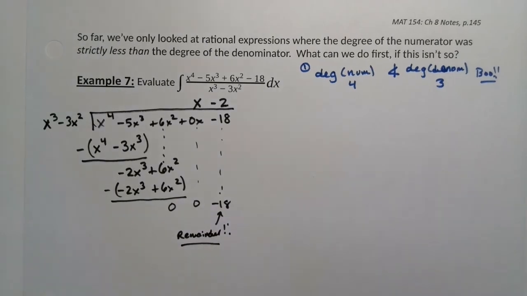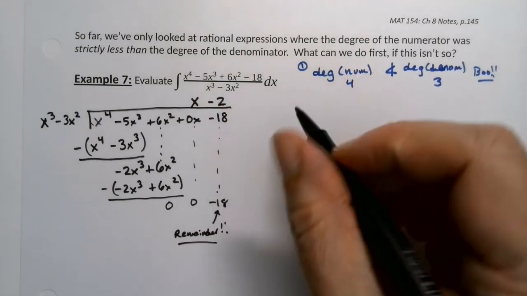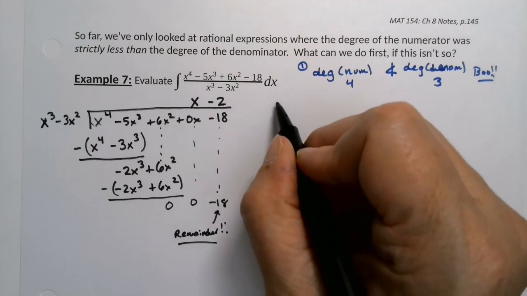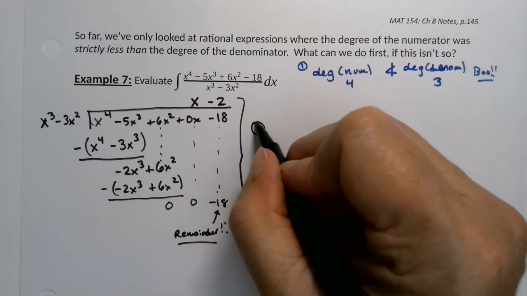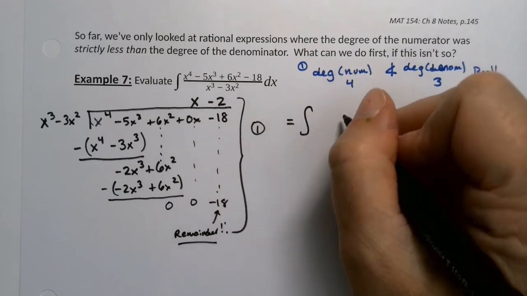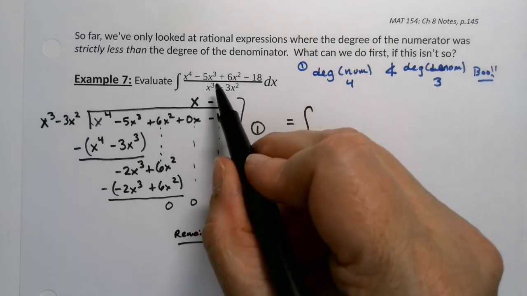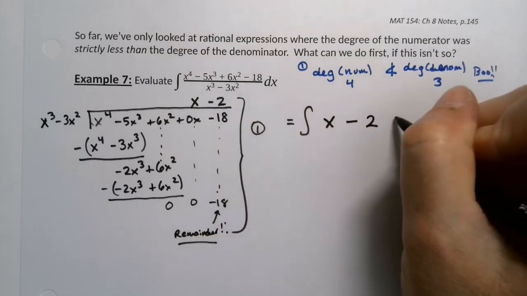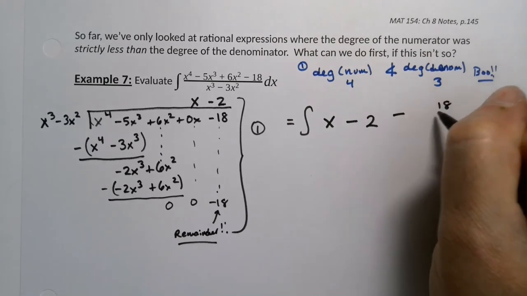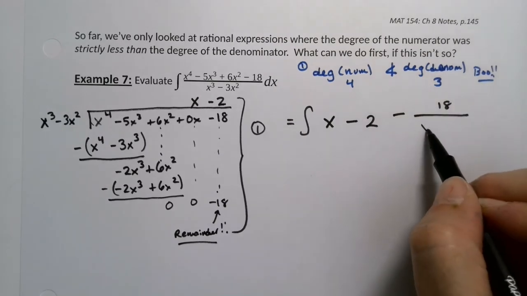All right, so let's rewrite our integral. All of this is still step 1. When I rewrite my integral, instead of x to the 4th minus all that stuff, I'm going to write x minus 2 minus 18 over my denominator.